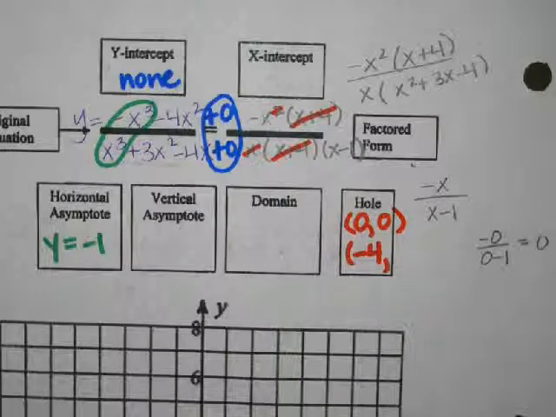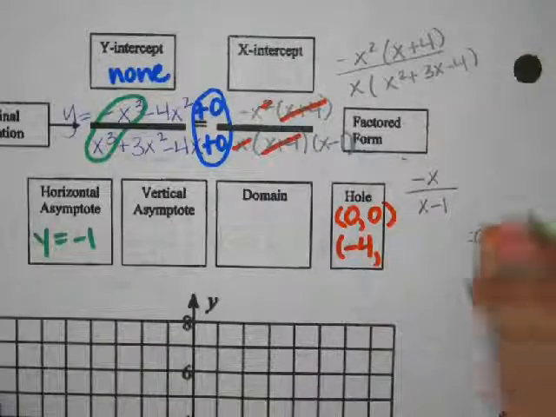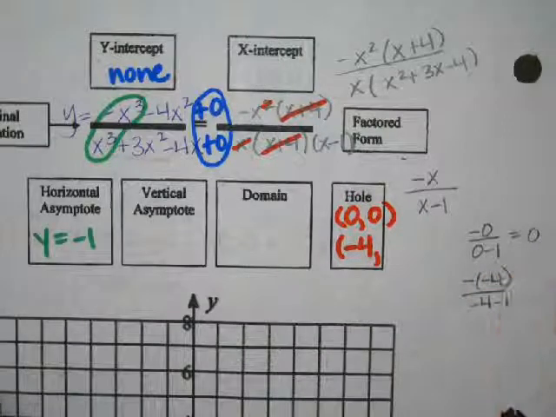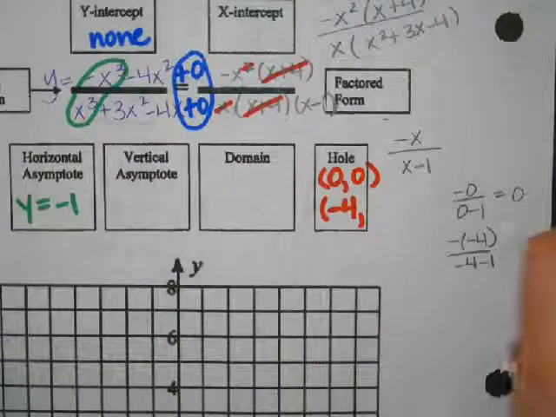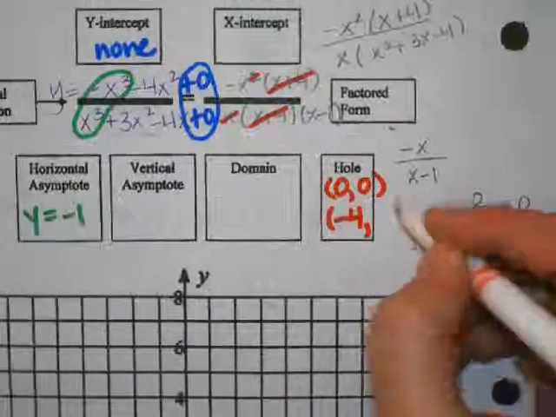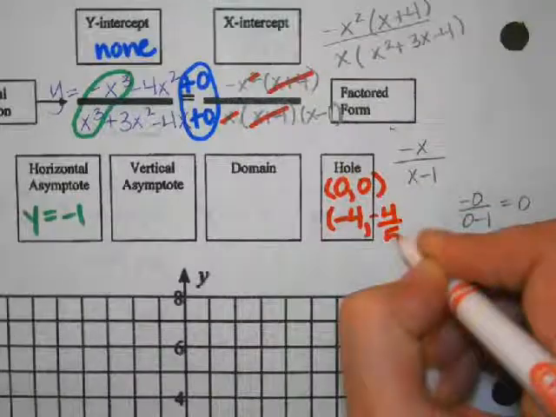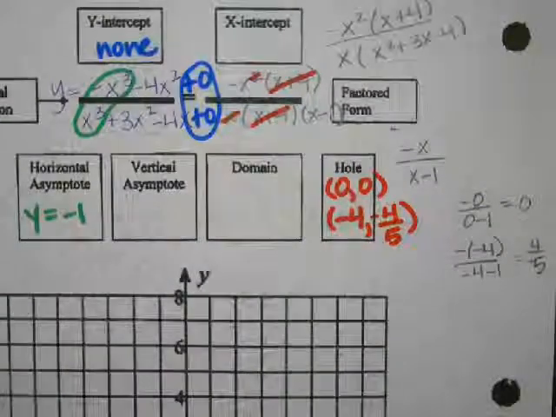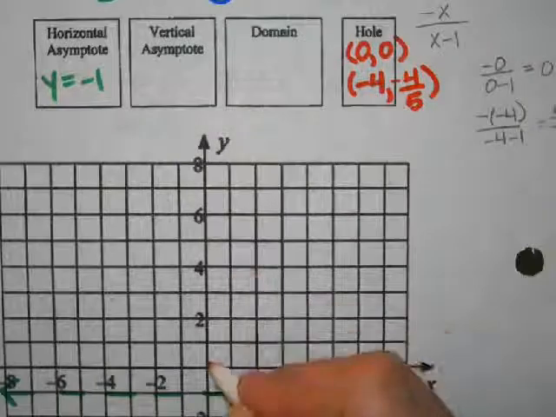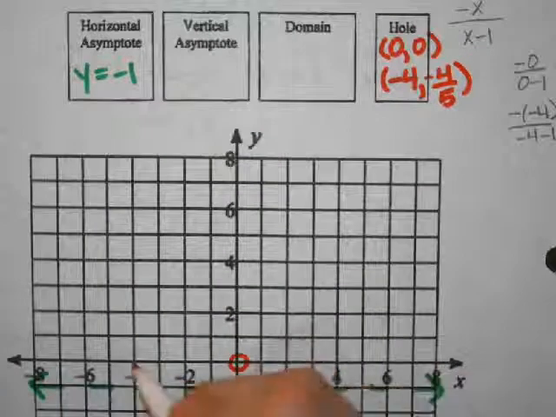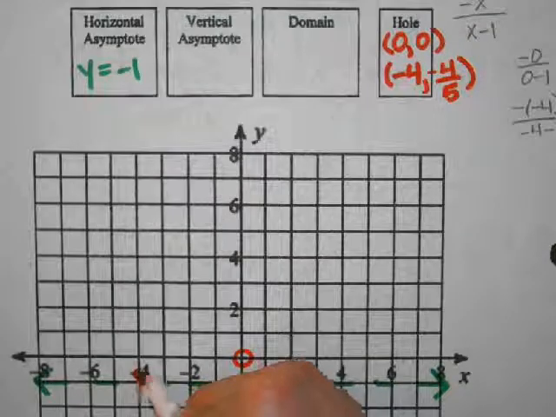Okay, so 0, 0. And then we have negative of negative 4 divided by negative 4 minus 1. Yeah, negative 4 fifths. Perfect. All right, so we have a hole at 0, 0. And then at negative 4, negative 4 fifths.